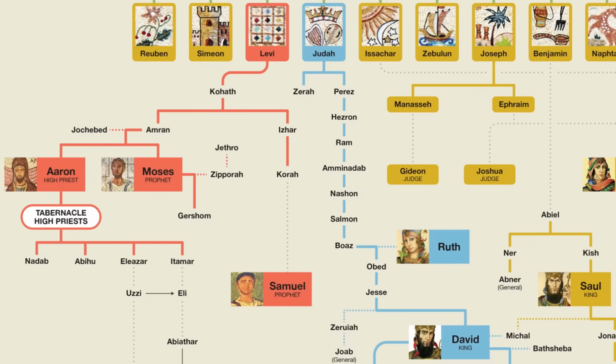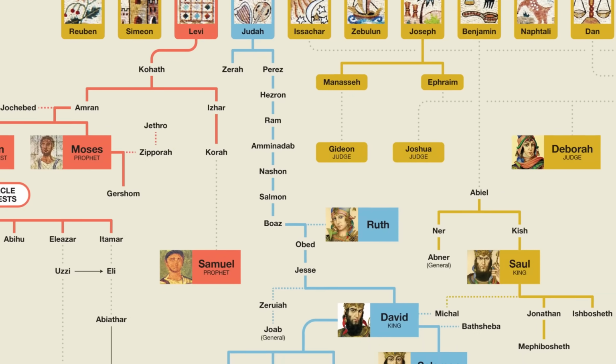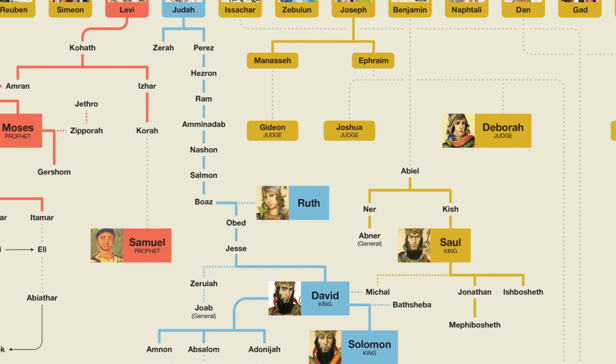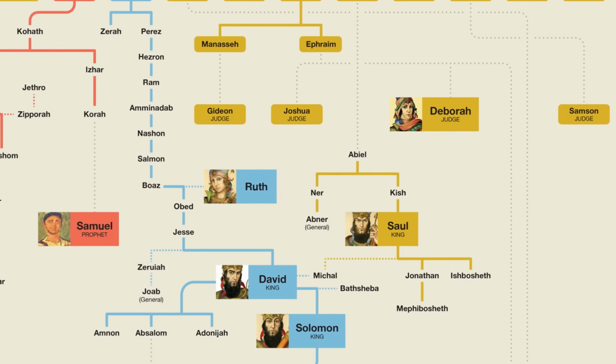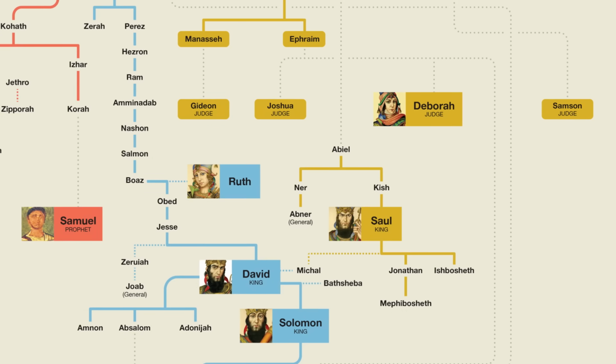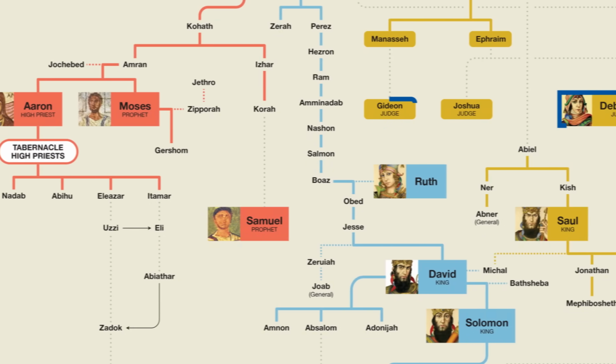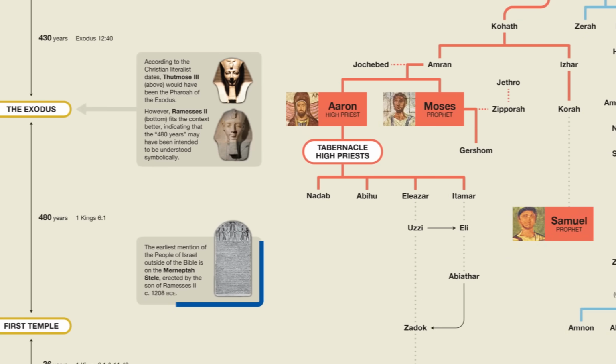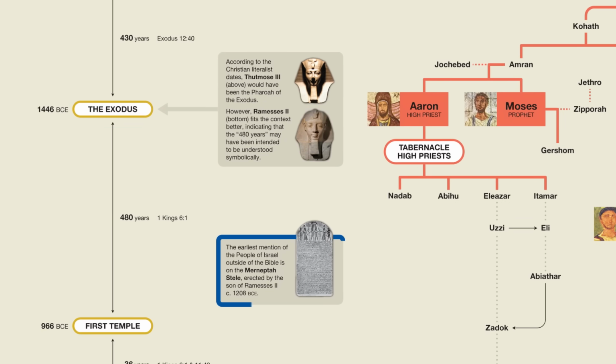Initially, each tribe has its own leaders, with special individuals called judges rising up from time to time whenever a coalition is needed. Some of the most famous judges include Gideon, Deborah, and Samson. It is sometime during this period that the Merneptah stele was made, which contains the oldest reference to the people of Israel outside of the Bible. It is named after Pharaoh Merneptah, the son of Ramses II.